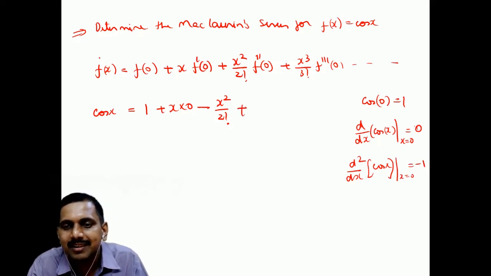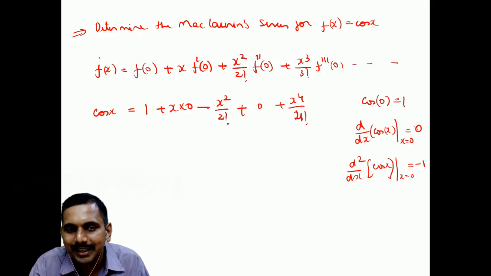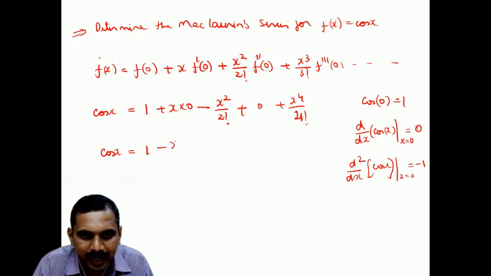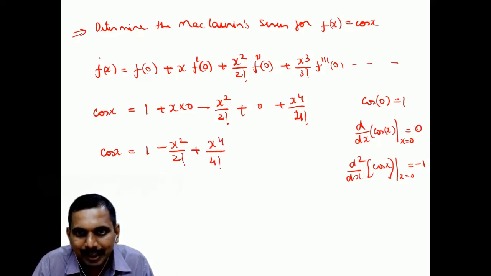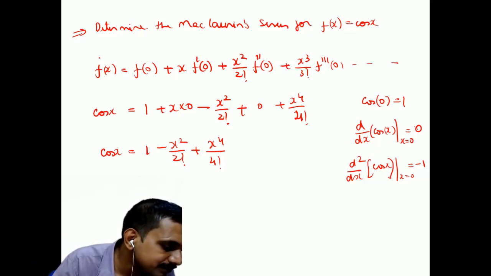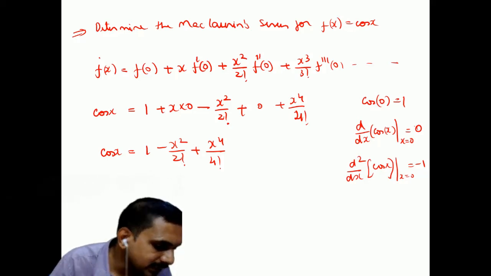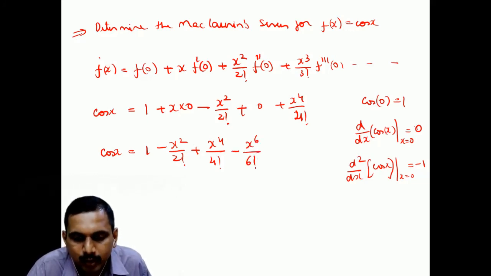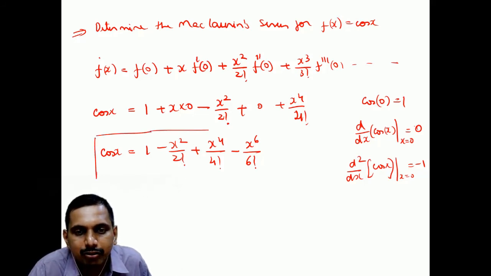When you take the third derivative, it will go to 0. Then you get x power 4 by 4 factorial. So what is the infinite series of cos x, students? It is 1 minus x square by 2 factorial plus x power 4 by 4 factorial minus x power 6 by 6 factorial, and so on. Are you getting that point, students? This is the infinite series for cos x.